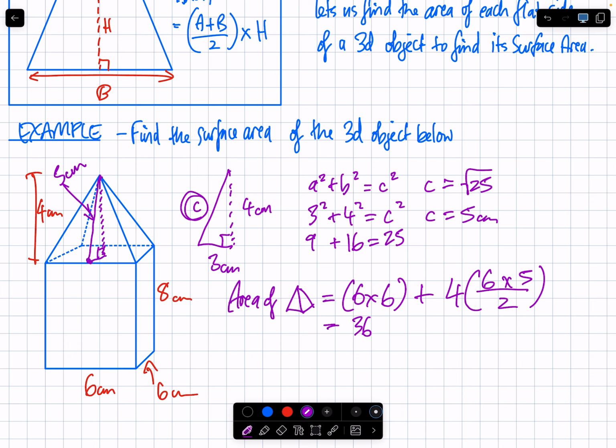You've got 36 plus, what's 6 times by 5? 30 divided by 2, 15 times by 4, 60. So the area of that pyramid is 96 square centimeters. So the sides, and the bottom.